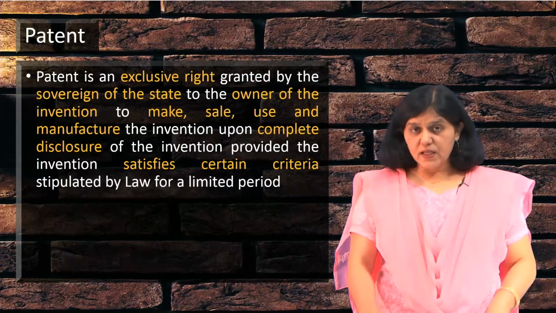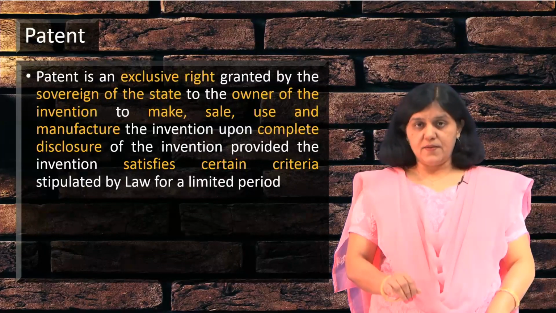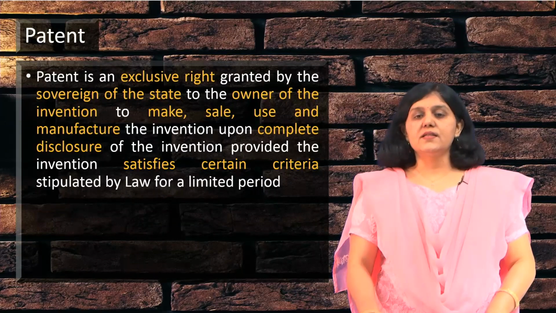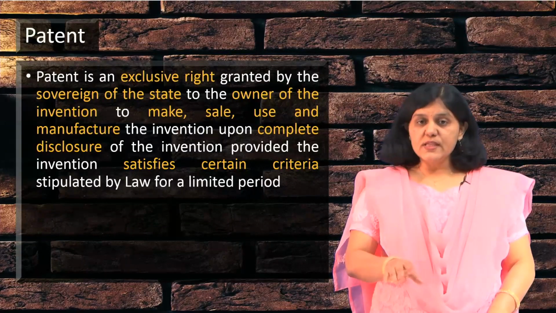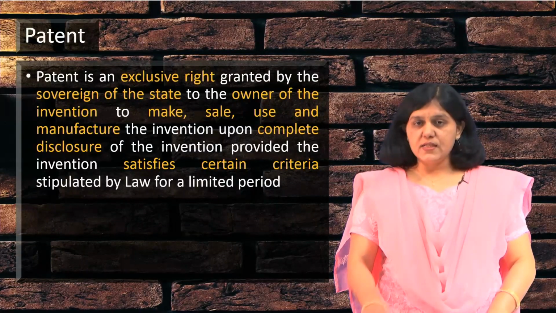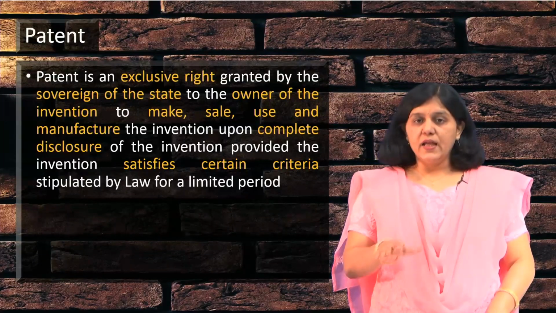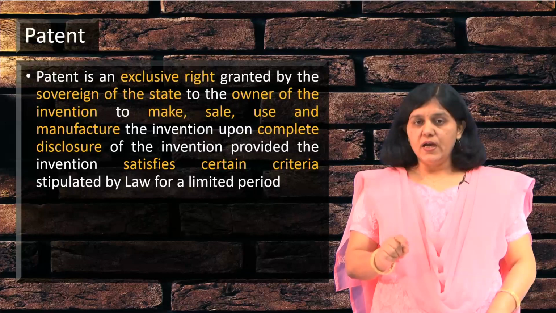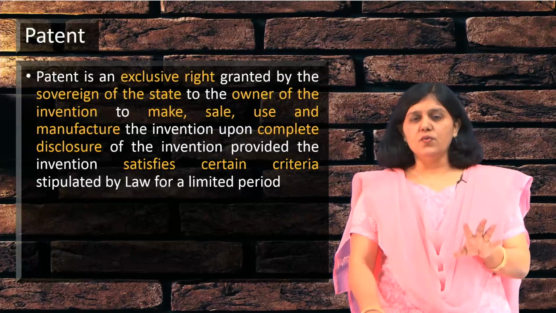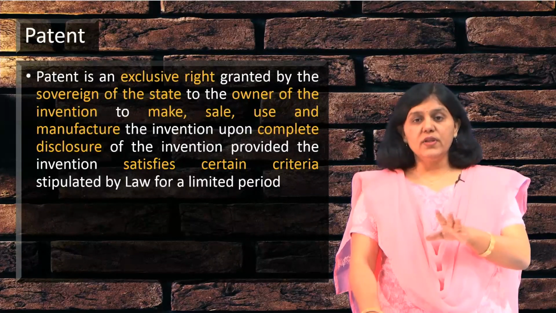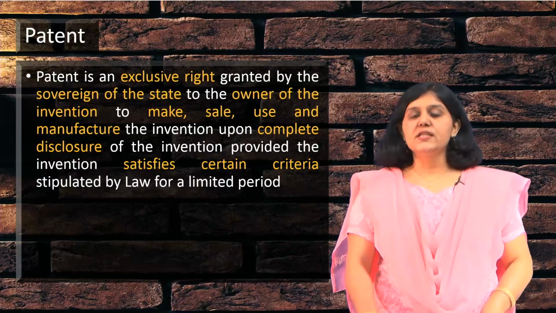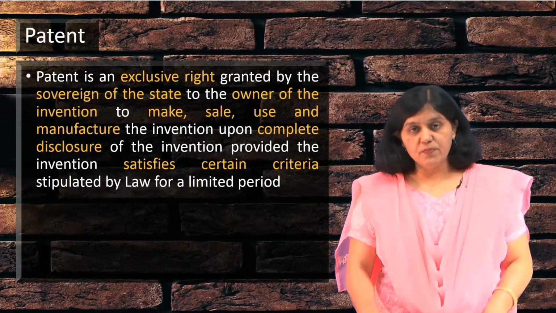Is there any other condition to get the patent? Yes. Other than this complete disclosure, there are certain criteria stipulated by law which must be satisfied. There are 3 such criteria and any invention must satisfy all 3 criteria. It is not like out of 3, 1 or 2 are satisfied. Only and only if all 3 criteria are satisfied is the invention considered for the granting of the patent.